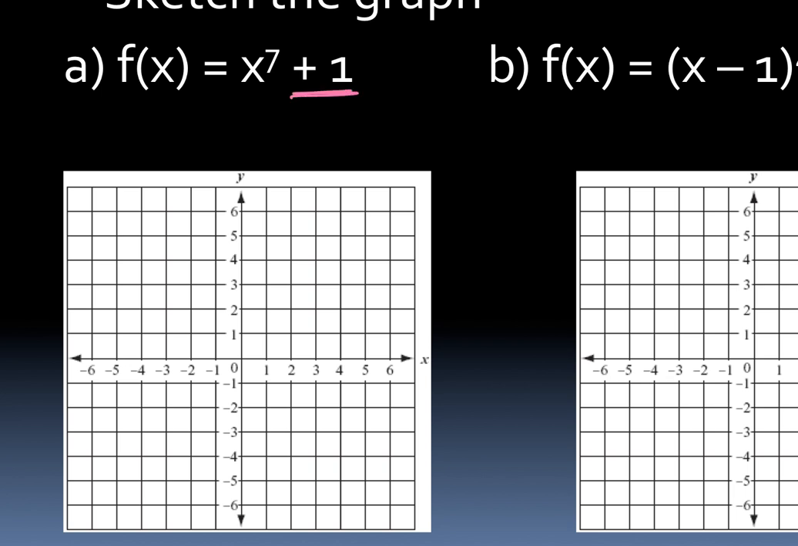What would a plus 1 after the function normally do to it? Shifts it up 1. So I literally plot my point at 1, and I make it point up to the right and down to the left. And I don't need it to be perfect. I just need the overall shape.